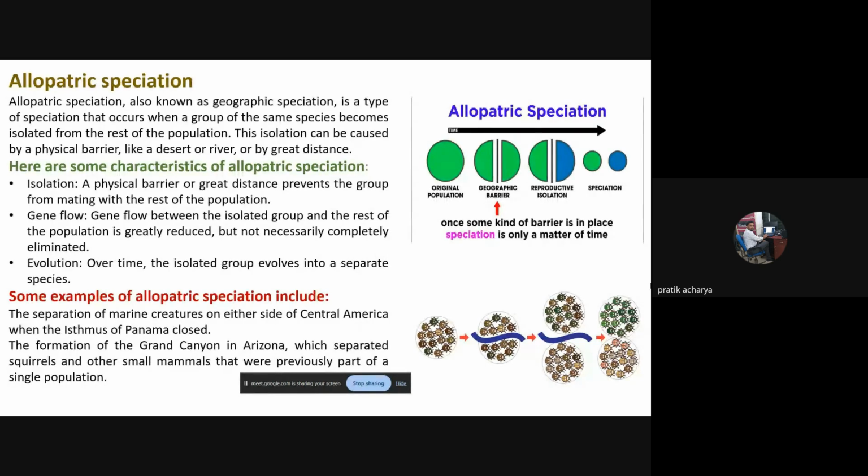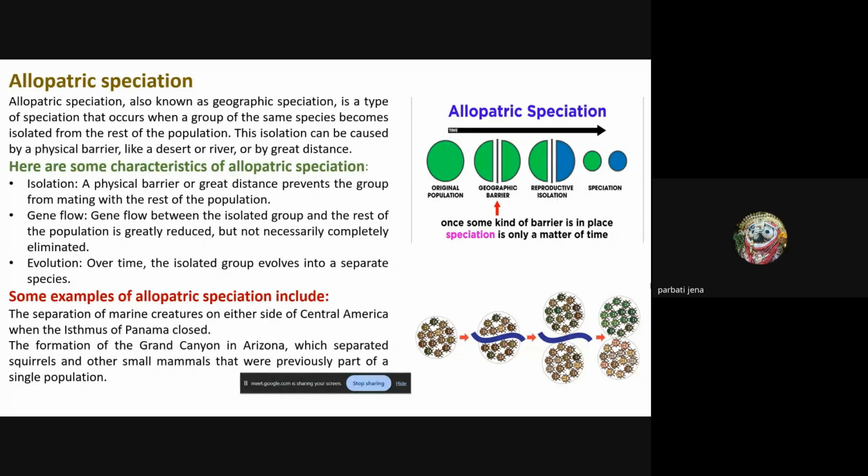I think all of you are clear about allopatric speciation. If you have any confusion about allopatric speciation, you can ask me. Sir, what is gene flow? Yes, gene flow. I'm just discussing it in brief. I'm going to discuss gene flow in detail in the next class. The movement of genes, the alleles, from one population to another population is called gene flow. It happens when individuals migrate and reproduce in different populations. Clear?